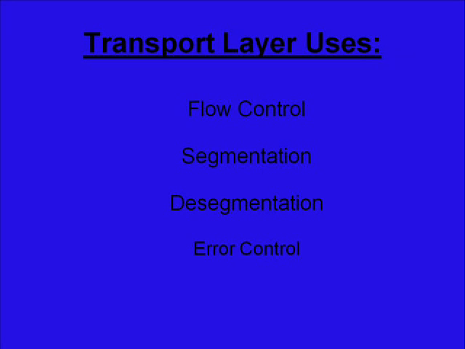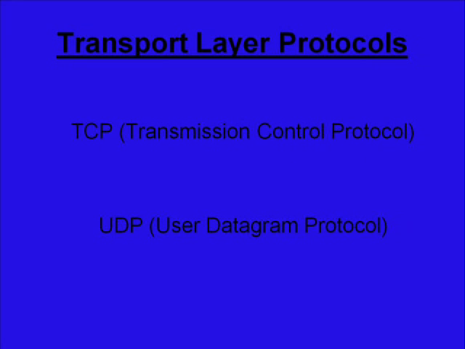Flow control manages the amount of data flow there is. It is used to avoid too much arriving at the device before it is ready. Segmentation breaks the data into pieces so it is easier to send, and desegmentation puts it back together when it gets there. Finally, error control sends requests for resending of pieces of data that didn't arrive. Some of the transport layer protocols are TCP, or Transmission Control Protocol, and UDP, User Datagram Protocol.